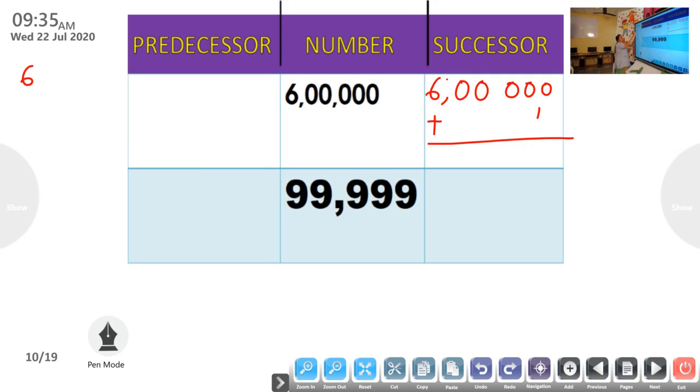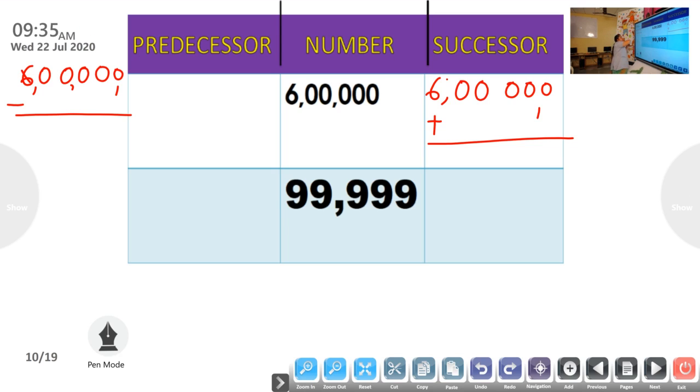So here we are doing 6 lakh minus 1. Predecessor means you have to subtract 1 from the given number. So 0 minus 1, you can't do the subtraction. So you have to borrow from 6. Then this 6 becomes 5. Isn't it? Then this 0 becomes 10.